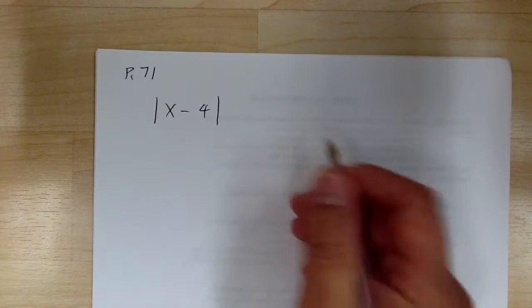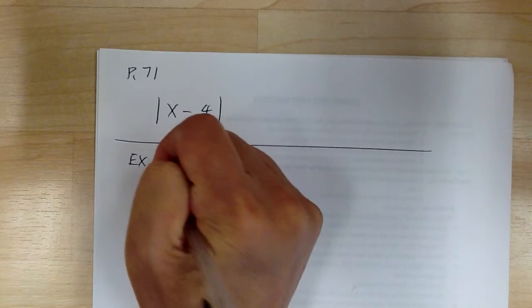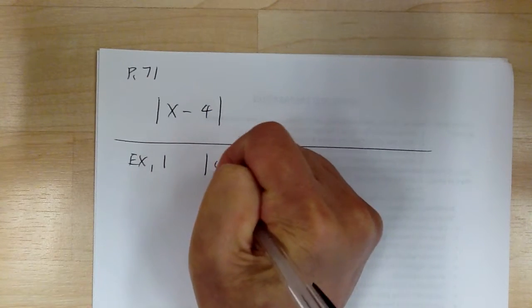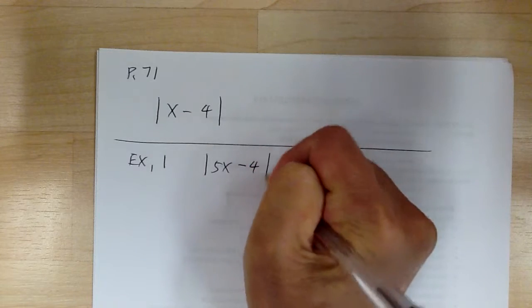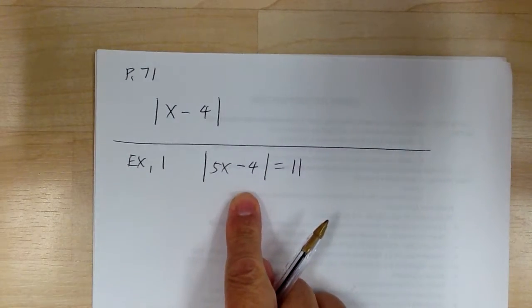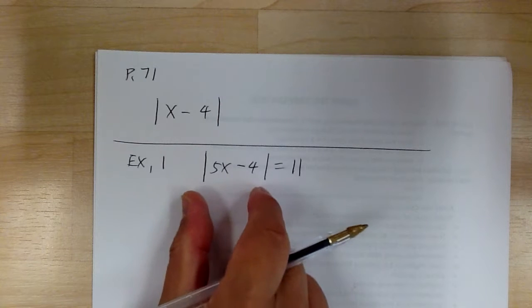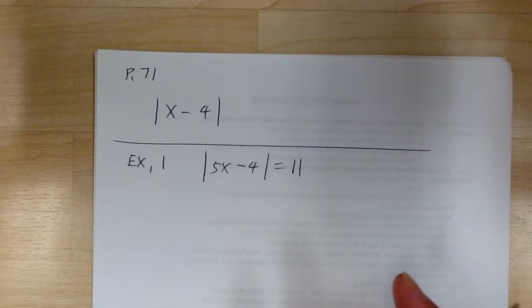Now let's go ahead and go to example 1, how to solve absolute values. So example 1, you have absolute value of 5x minus 4 is equal to 11. So when you're solving the absolute value, what you want to do is first, you need to isolate the absolute value. You need to get the absolute value by itself. And then you're going to separate into 2 equations. Okay. So right now it's already by itself, so you're ready to separate. So you're going to separate into one positive equation and one negative equation.